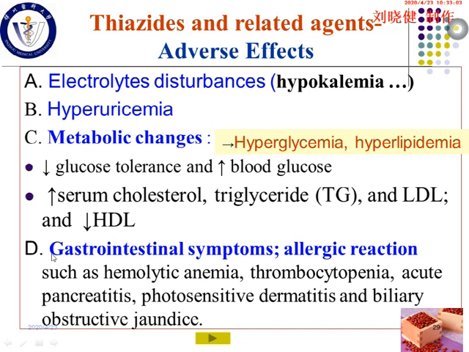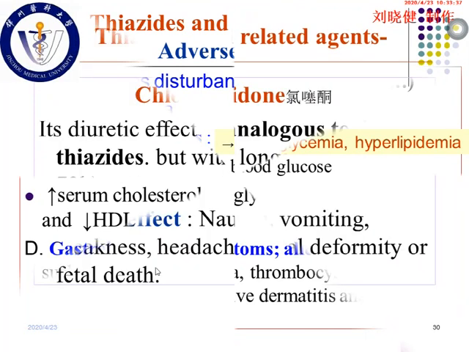These drugs also induce gastrointestinal symptoms and allergic reactions such as hemolytic anemia, thrombocytopenia, acute pancreatitis, photosensitive dermatitis, and biliary obstructive jaundice. This is also much similar to that of loop diuretics, but Thiazides don't induce ototoxicity. It is different from loop diuretics. Okay.